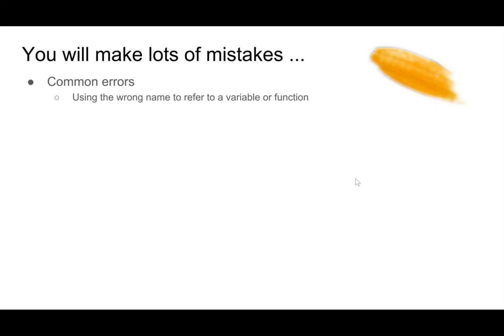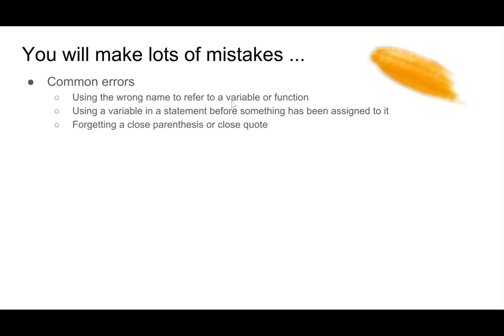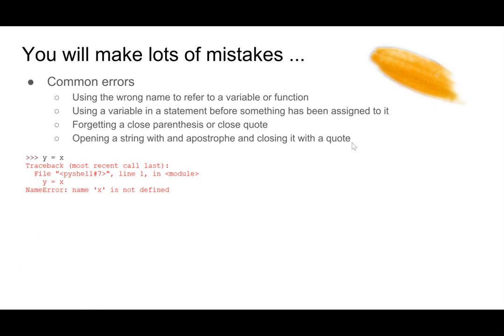There are lots of common errors. You can use the wrong name to refer to a variable or function. You could say numbers instead of number, or get the case wrong. You can use a variable in a statement before something has been assigned to it. If you do that, Python doesn't have the variable, and then you refer to it, and it doesn't know what you're talking about. You can forget to close a parentheses or close a quote. You can open a string with an apostrophe, but then close it with a quote, and that'll cause a problem.